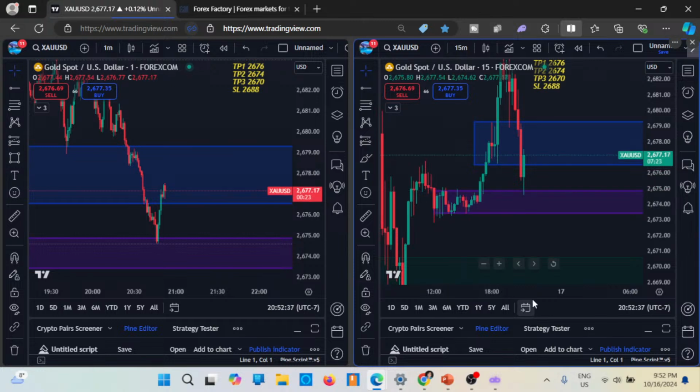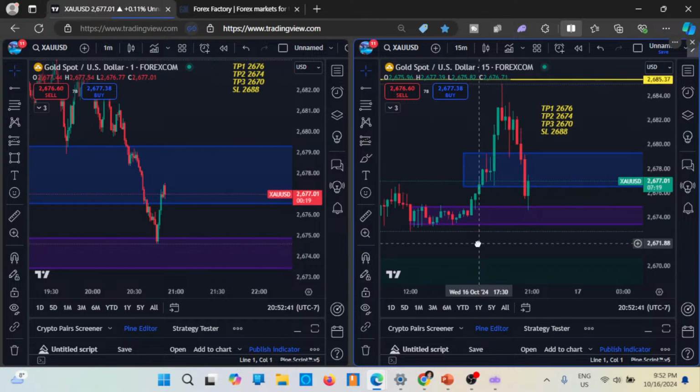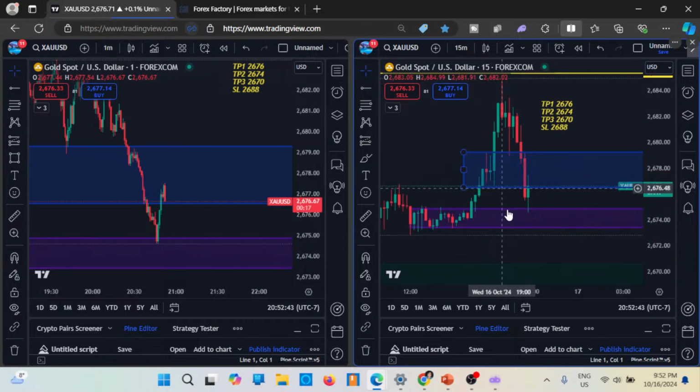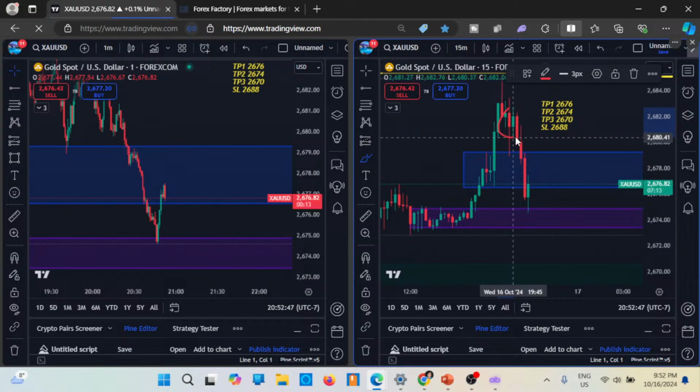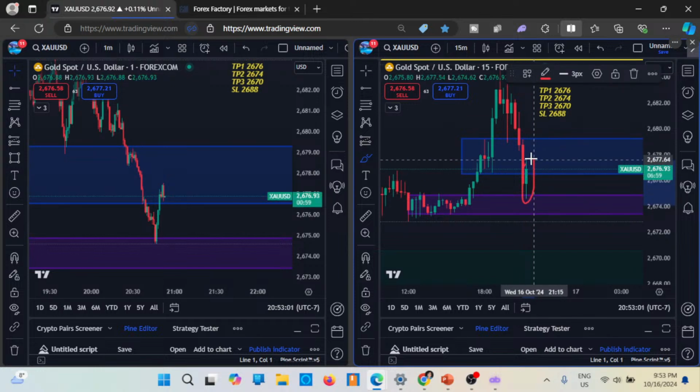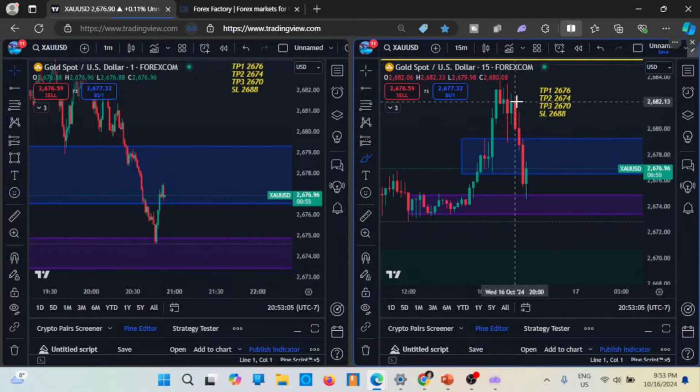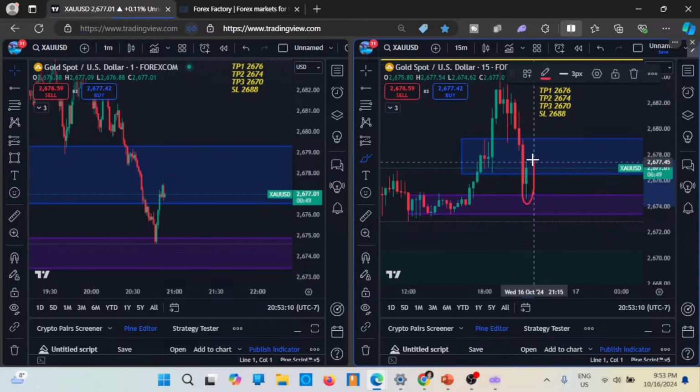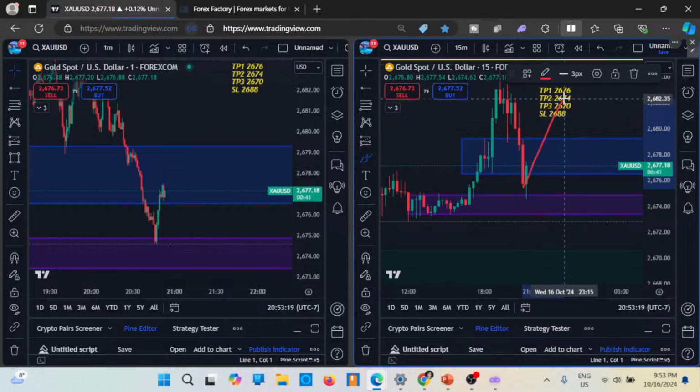So now, in order for the price to push all the way back up to this level, 2682, because this is the resistance on the 15 minutes, we need to get a 15-minute candle closing at this support. If you want to target 2682 as your take profit, then you want to wait for the 15-minute candle to close bullish at this support. Once that happens, that's going to push the price back up to 2682.